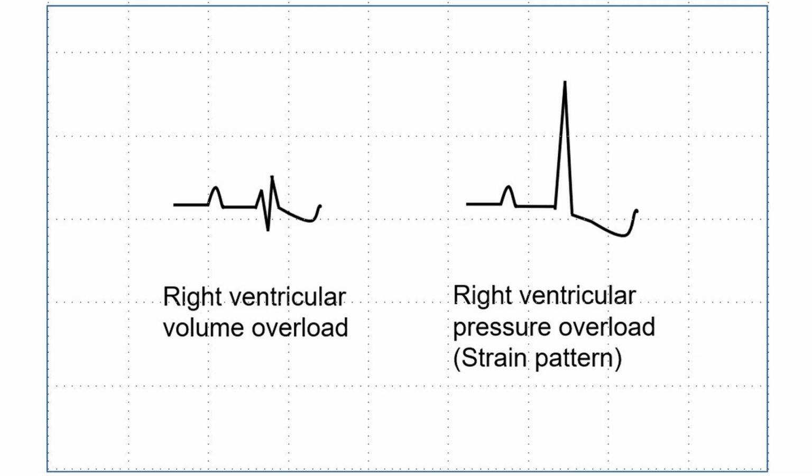Incomplete RBBB pattern in right ventricular volume overload and dominant R wave in right precordial leads in right ventricular pressure overload are well known. STT changes may be associated. Right axis deviation and prominent anterior forces in right precordial leads indicate right ventricular hypertrophy.